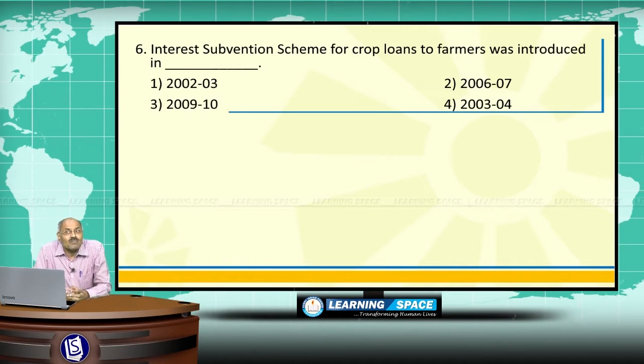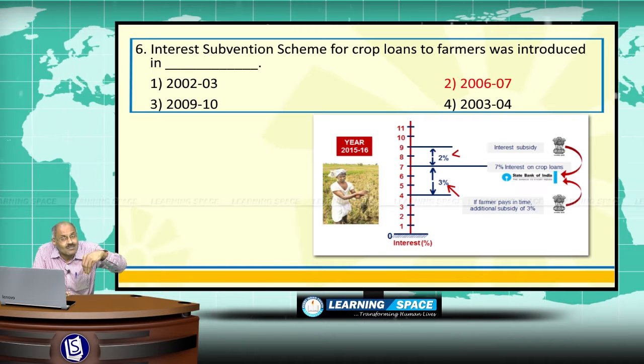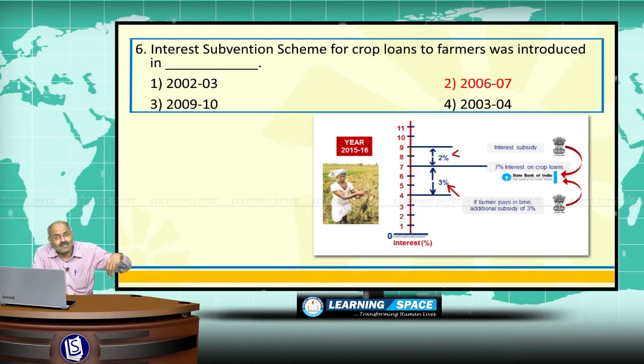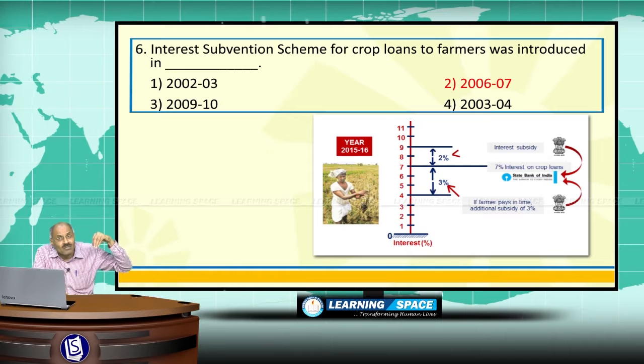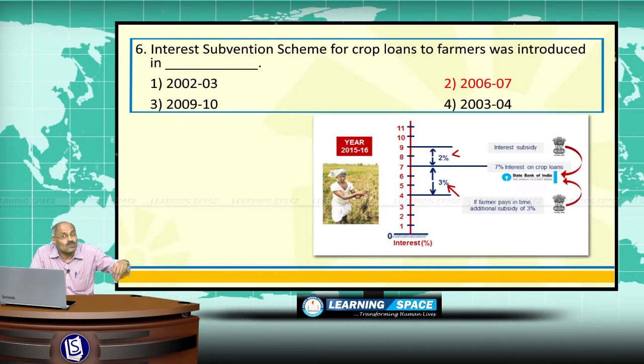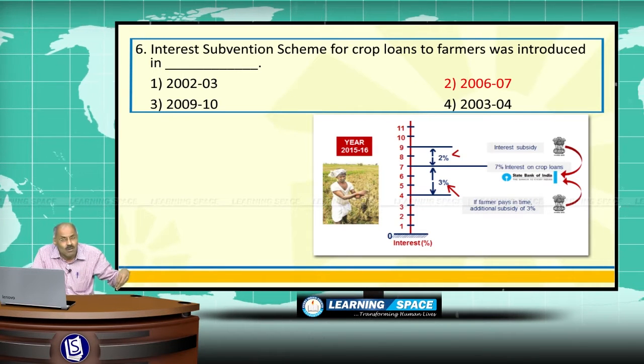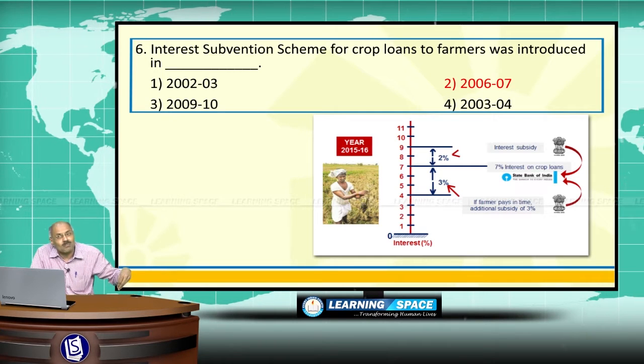Interest subvention scheme for crop loans to farmers was introduced in the 2006-2007 financial year, and this interest subvention scheme is basically intended for crop loans to farmers. We have already deliberated in detail about this during the lecture part.